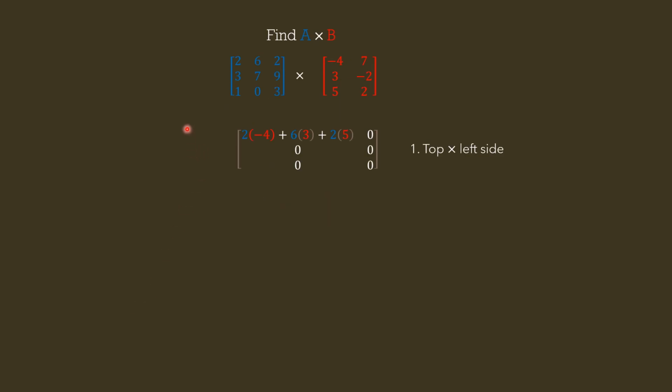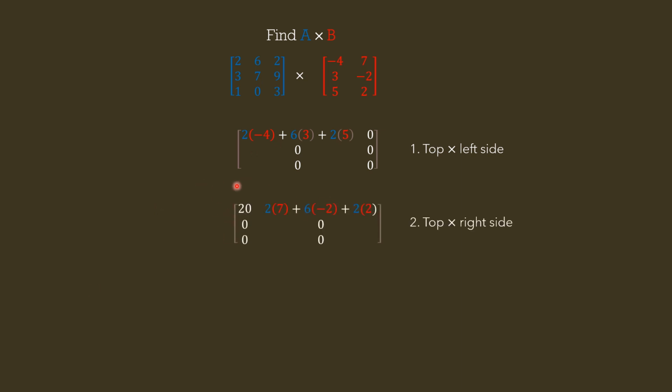So, how you multiply two matrices together is you're going to multiply the top row by the first column in the second matrix. So it's going to look like this. We're going to have 2 times -4 plus 6 times 3 plus 2 times 5. That will create the top left-hand corner of our matrix. So when we solve that, we get 20.